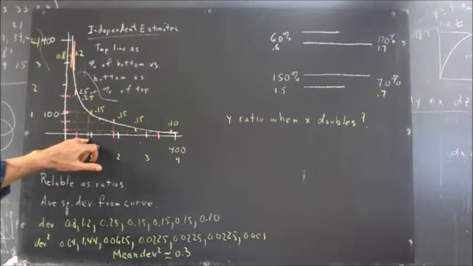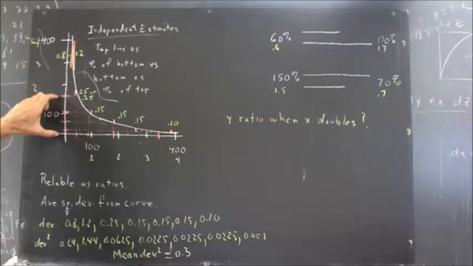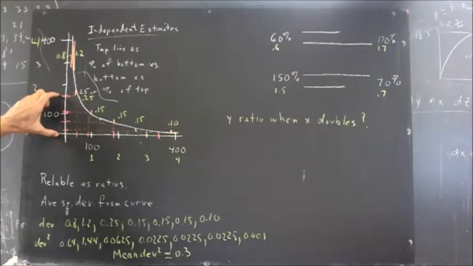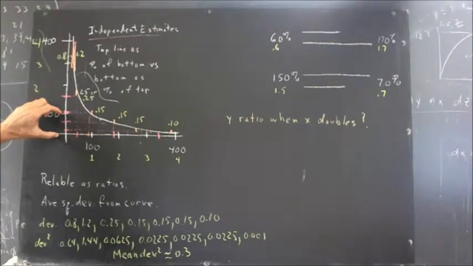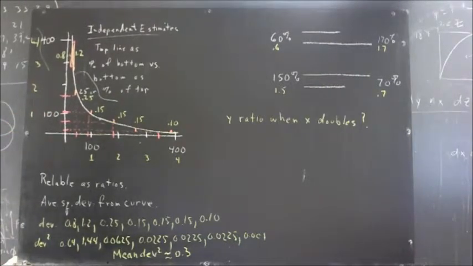Now, x doubles from here to here. What happens to the value of the function? It goes from here to here. Now, it doesn't look like it doubles. Matter of fact, it goes from here to here. It doesn't look like it cuts quite in half. It looks like it goes down to about 70%. From here to here, it looks like it goes down to about 60%. From here to here, it looks like it goes down to maybe 30%.